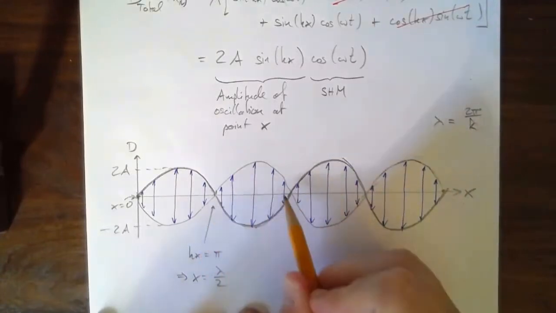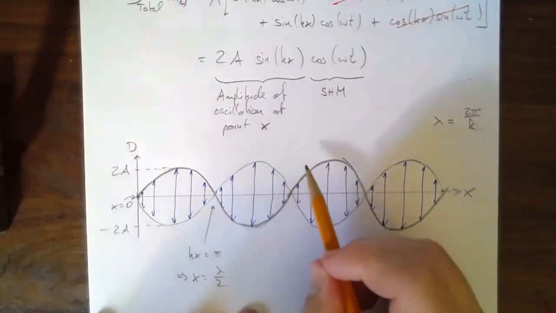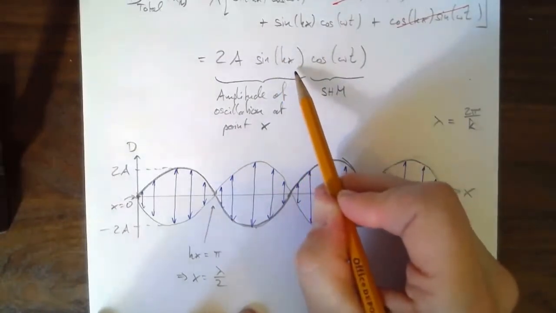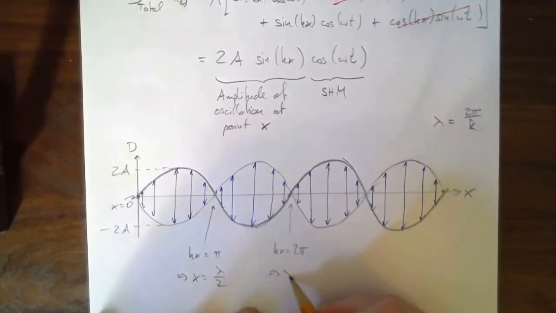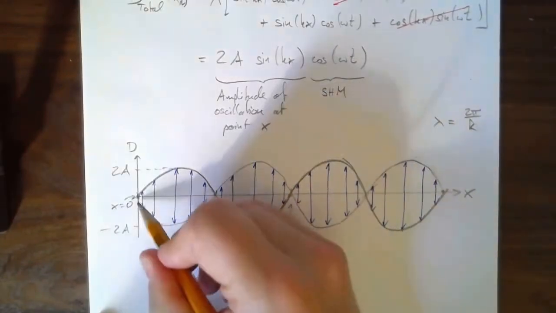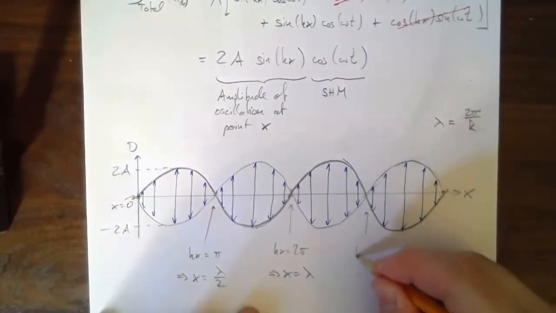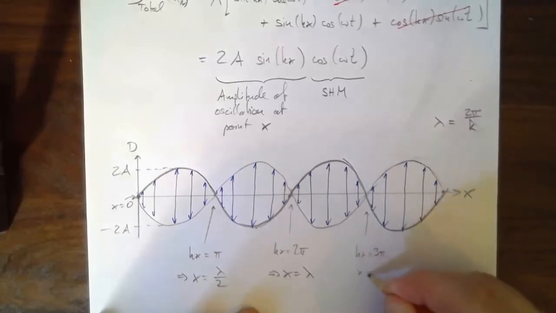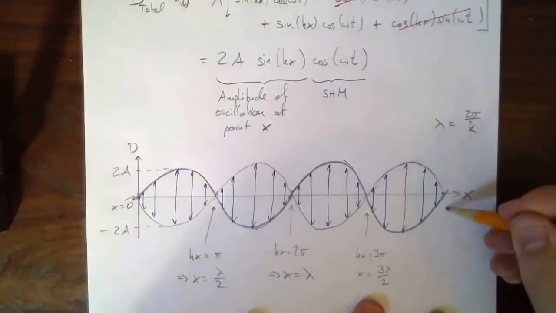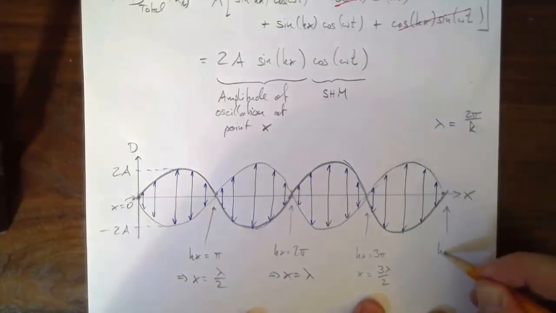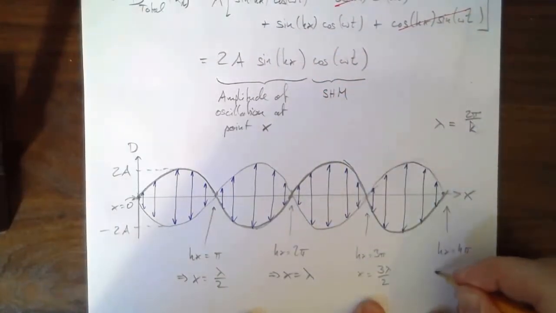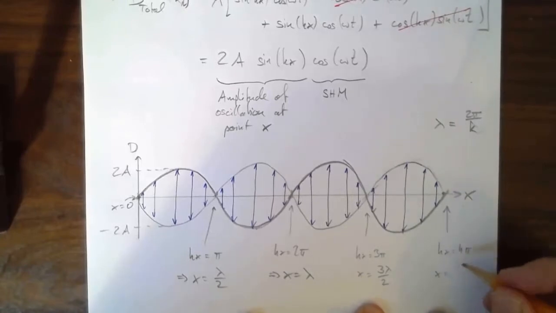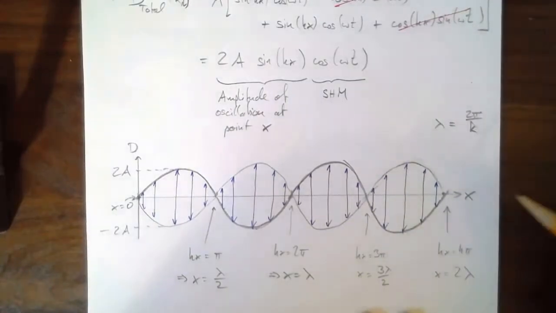And then the next one, you can probably imagine, the next time the sine function becomes 0 is when the thing inside the sine function is equal to 2 pi, right? So here kx equals 2 pi, which means that x is equal to lambda. So now I've got one wavelength from here to here. And this one here, you can imagine kx equals 3 pi, and x equals 3 lambda over 2, or 1.5 wavelengths. Then the next one, it's going to be kx equals 4 pi. Again, the sine function becomes 0, and the thing inside is 4 pi. So x is equal to 4 lambda over 2, or just 2 lambda, twice the wavelength.